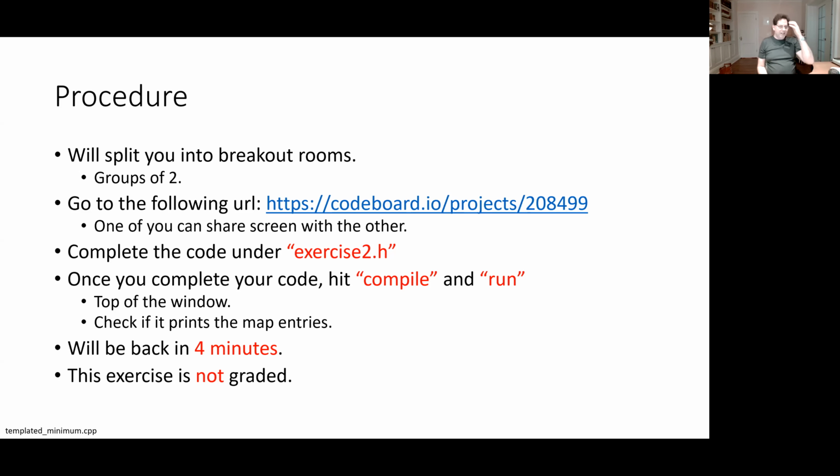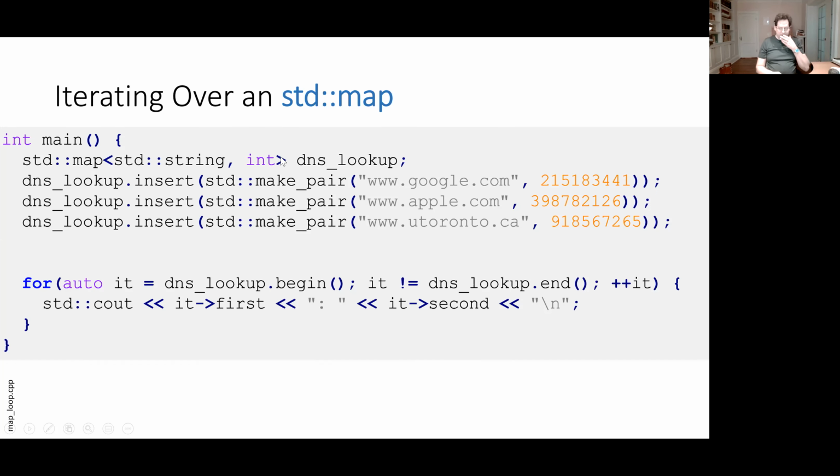There was a question in the chat that I saw just as you went into the breakout rooms: what traversal does it matter? The traversal that you'll get is always in order when you walk through a map in STL using iterators. You will get an in order traversal. Okay, so let's look at how we do this.